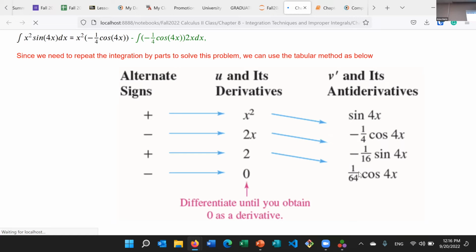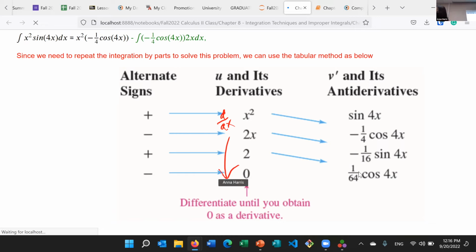You need to choose your u right. So u is x squared. Take a derivative of that, 2x. Take a derivative of that, 2. Take a derivative of 2, 0. Stop. Now come over here. This is the antiderivative. Remember, all along in your problem here, you're taking a derivative.